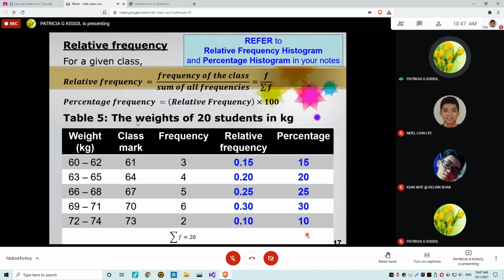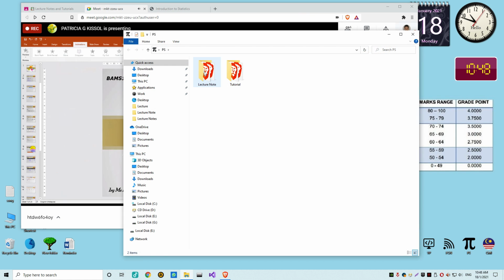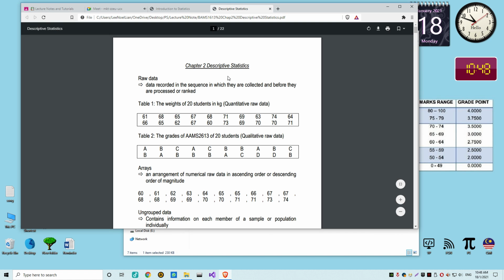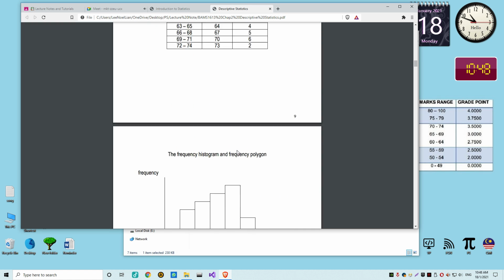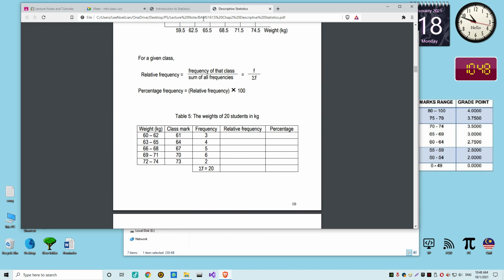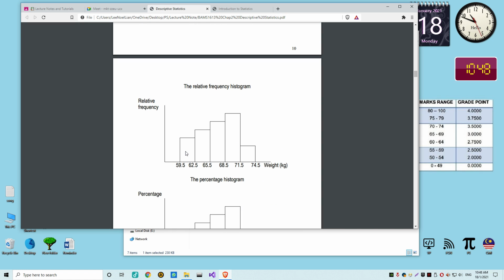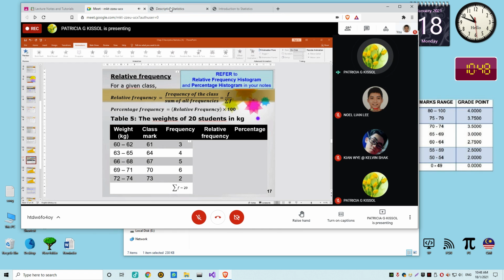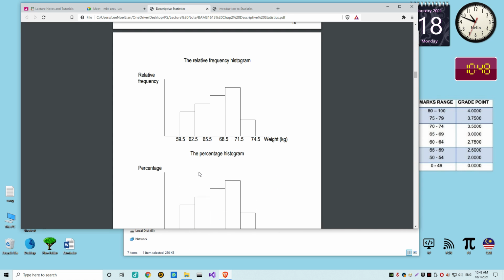Do you have the relative frequency histogram and percentage histogram in your notes? Let me double check. You have it in your notes, right? On page 11. Yeah, you have it. You can check it in your notes on page 11, the relative frequency drawing and the percentage drawing.